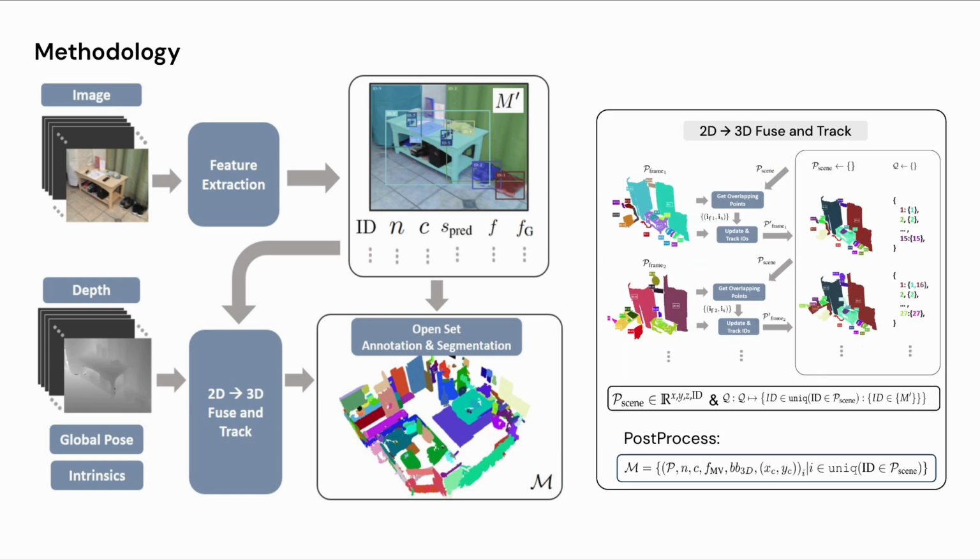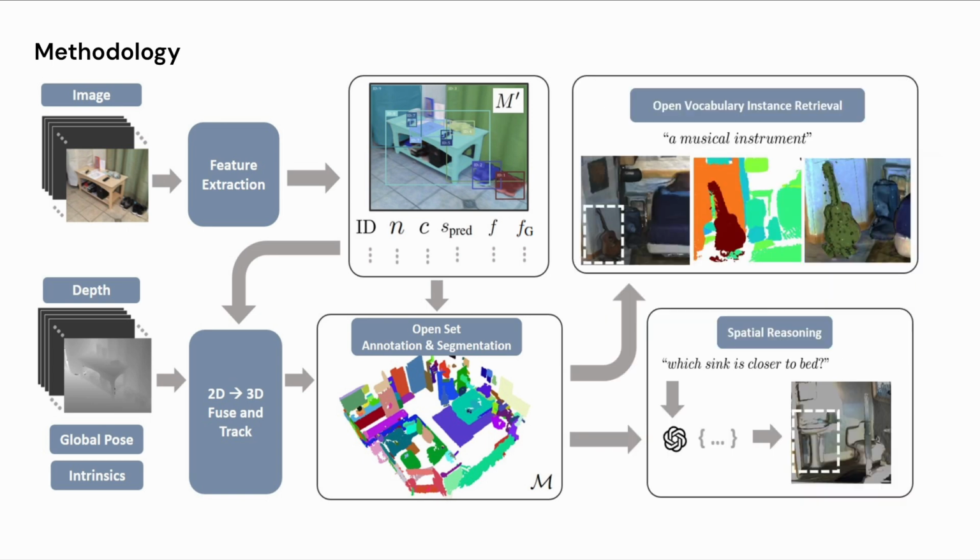Then our 2D to 3D module uses depth map and global pose to back project masks to 3D space. Our approach isolates intersecting regions to limit search space and uses KD tree search to identify the set of overlapping points associated with each segment. If overlap achieves a certain confidence, we update and track corresponding IDs. Finally, we do post-processing to create a unified instance-centric OpenSet 3D scene representation, which is then used for open-world scene understanding tasks like annotation and segmentation, instance retrieval, and spatial reasoning.